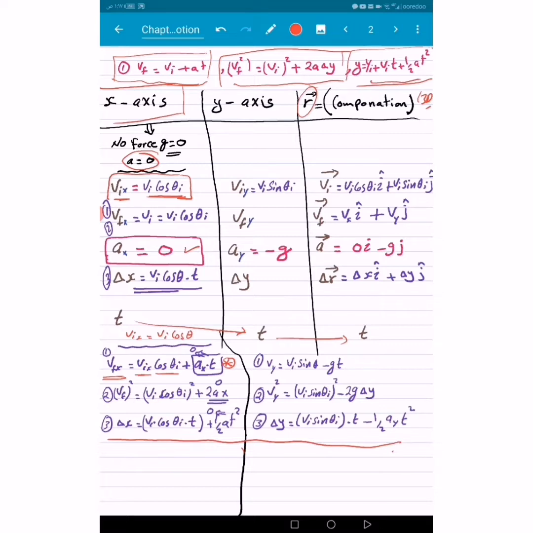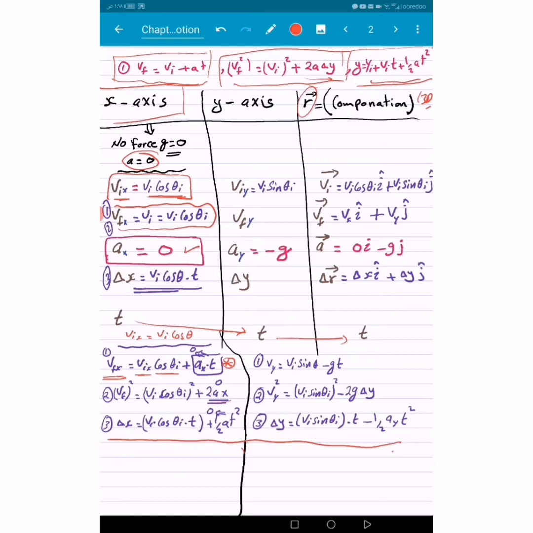From the second, the square: this part is equal to 0. So V final is equal to V initial, the same. So there is no change. V initial is equal to V final, because the velocity is the same, but the position of the object is changing with time.